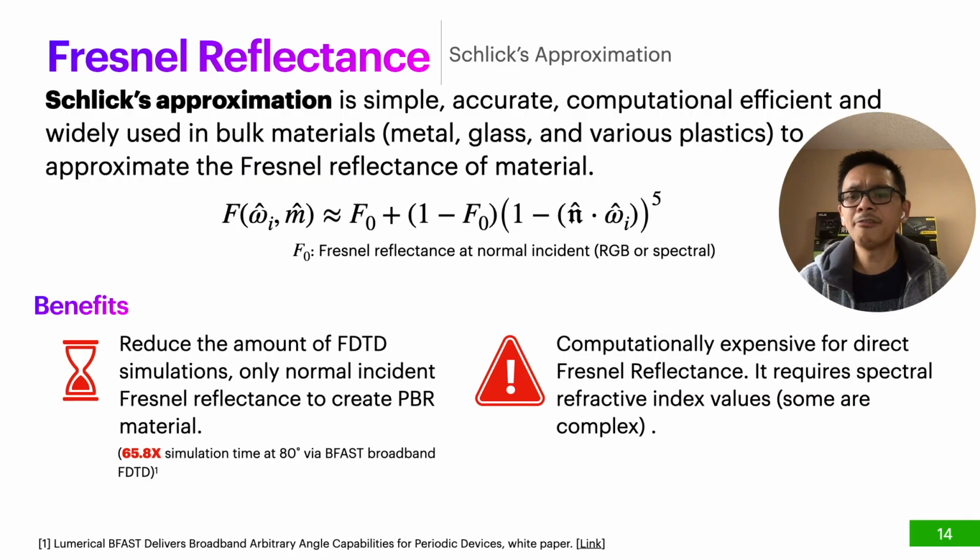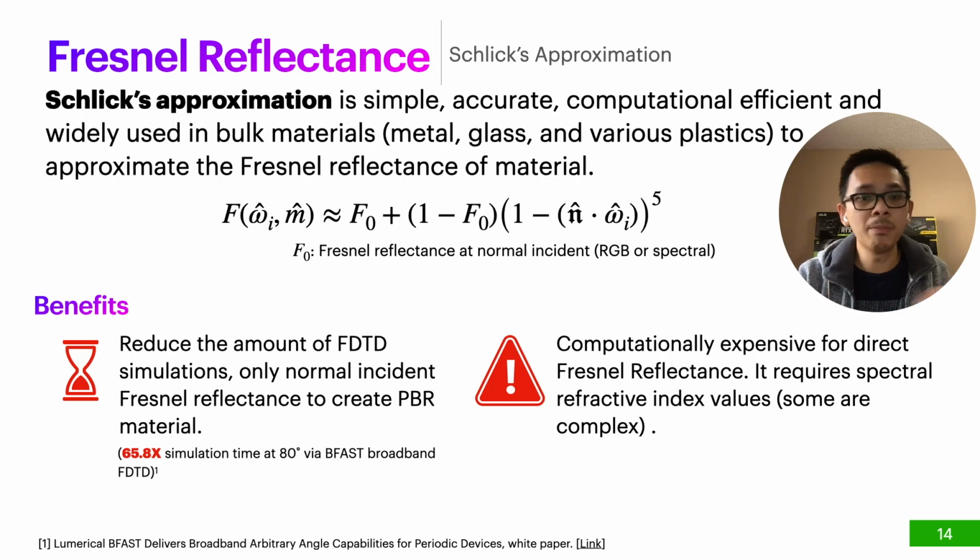For the Fresnel reflectance, we make a modification. We use a Schlick approximation instead of fully calculating from the FDTD simulation, because that requires a tremendous amount of time and computing resources. The Schlick approximation is very simple, accurate, and computationally efficient at describing the visual appearance of bulk materials like metal, glass, and various plastics. All we need is the Fresnel reflectance at normal incidence.